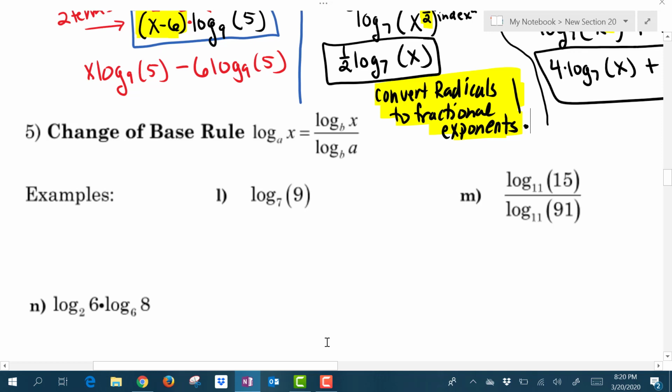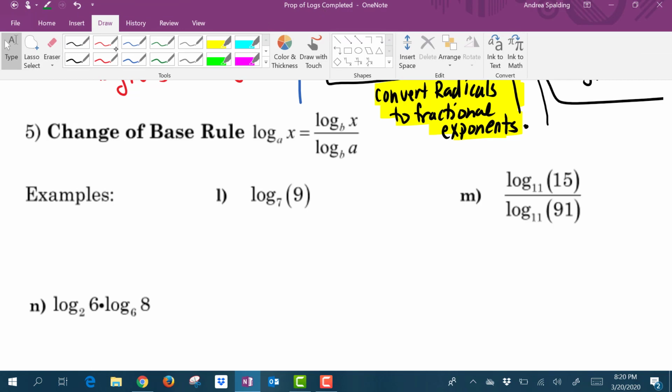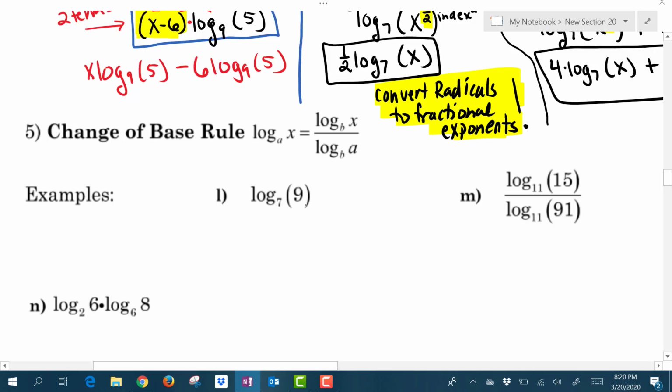Our last big property that we're going to talk about is called the change of base rule. I like the change of base rule. Typically on a standard graphing calculator, you wouldn't have a log of any base. You would have only log base e and log base 10. So if I wanted to put, for example, log base 7 of 9 in my calculator, I would not be able to put that into a standard calculator. Now there are some calculators that will let you do that.